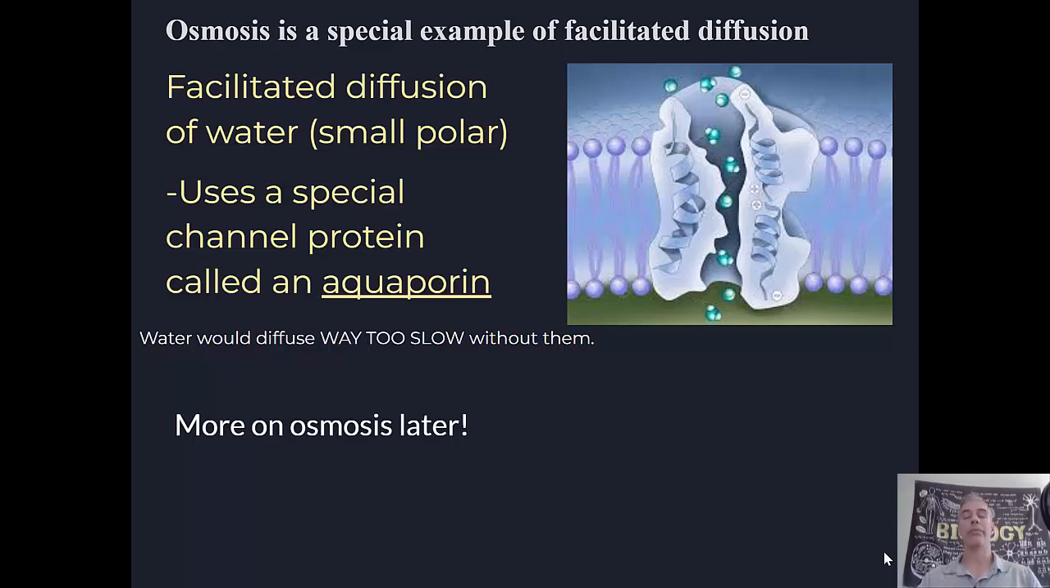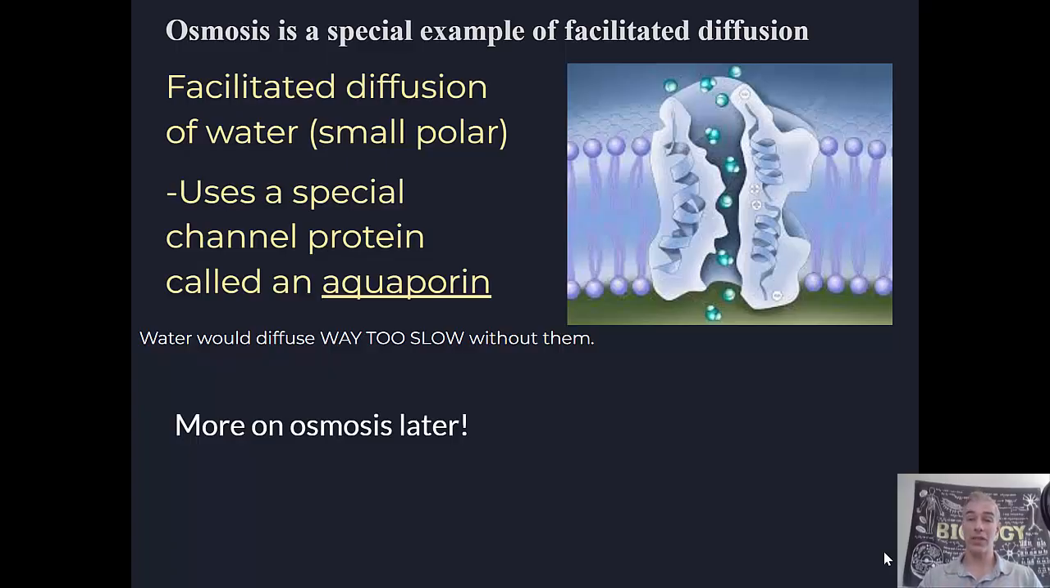Osmosis, which we're going to talk about more in depth because we're going to actually quantify it, so it's a separate presentation and lecture. But osmosis is a special type of facilitated diffusion. Water is a small polar molecule. Can it leak across occasionally? Yes. Is it great? No.